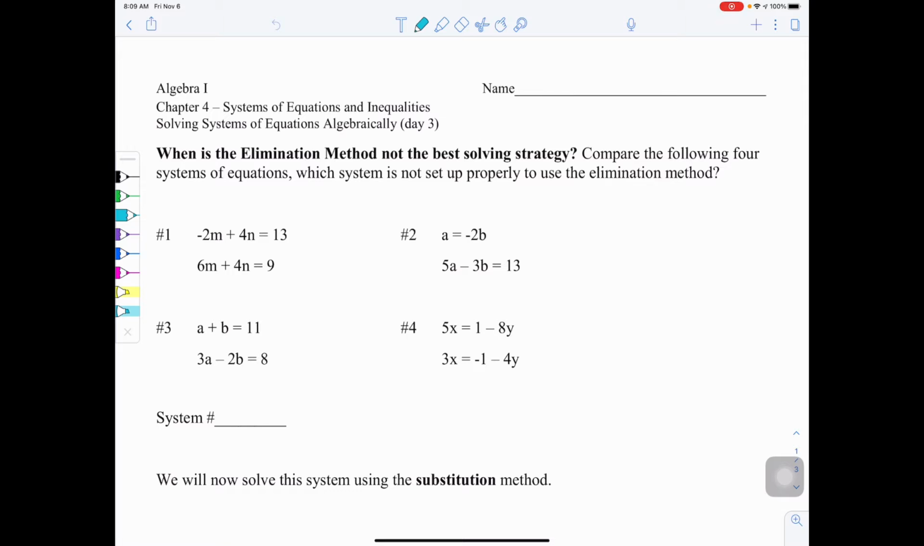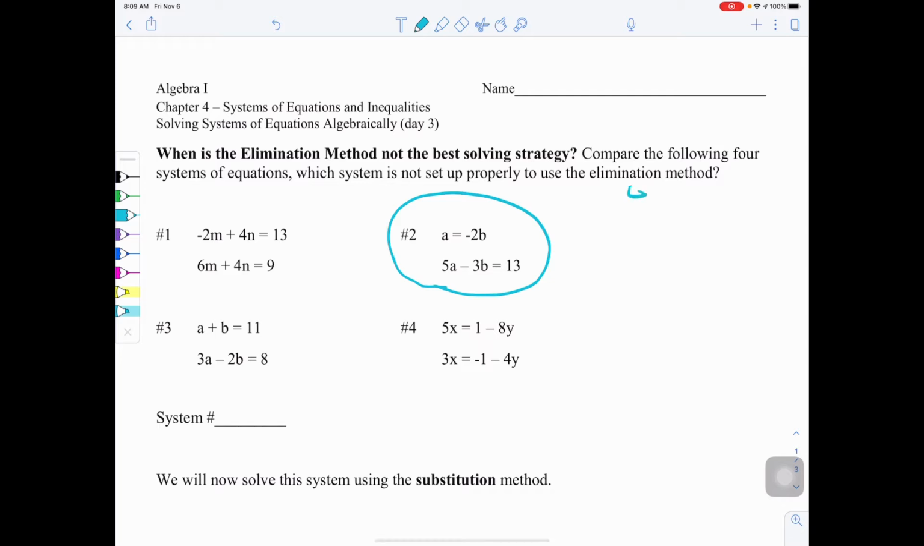Okay, so if I'm going to compare the following four systems of equations to see which one does not make sense to use the elimination method, make sure you understand and notice some things about the elimination method that will help. So the answer to the question should have been number 2. Here's why I know that.